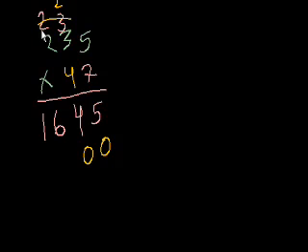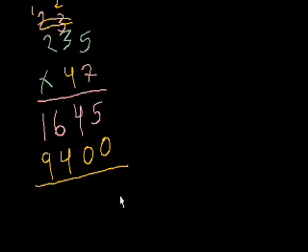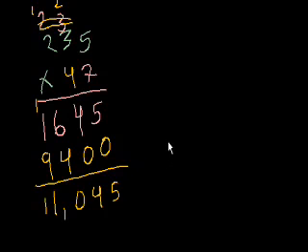And let's ignore what we had from before. 4 times 3 is 12, plus the 2 we just carried, which is 14. 4 times 2 is 8, plus the 1 we just carried, so that's 9. And now we just add up everything. 5 plus 0 is 5. 4 plus 0 is 4. 6 plus 4 is 10. Carry the 1. And 1 plus 1 plus 9, well that's 11. So the answer is 11,045.